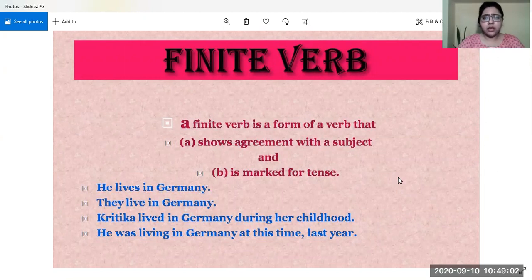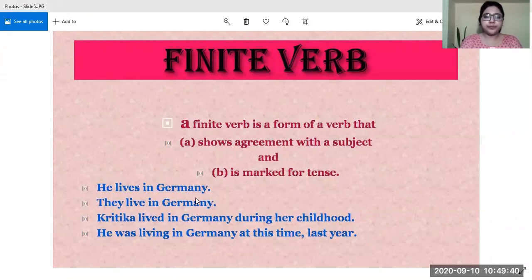And the second point is that finite verbs mark the tense. Finite verbs tell us whether the sentence is in present tense, past tense or future tense. So these are the two components of a finite verb. This is how we identify a finite verb. It always changes with the change in the number of the subject, and it always tells us the kind of tense or the time of the action performed. So let us look at an example to get a better understanding of a finite verb.